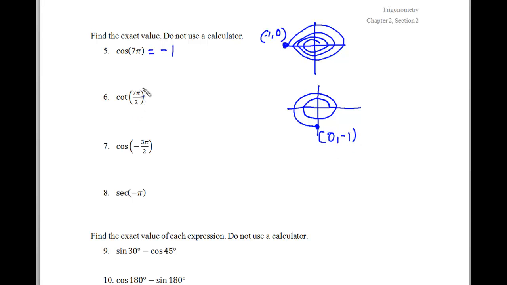And what this says here is it wants the cotangent. And cotangent is our x over y. So this is going to be our 0 over negative 1. So our answer for the cotangent of 7 pi over 2 is 0.